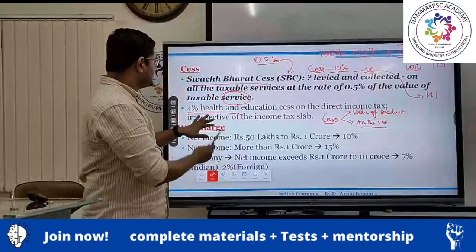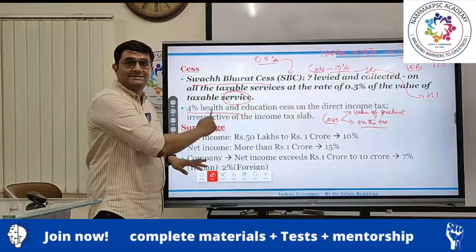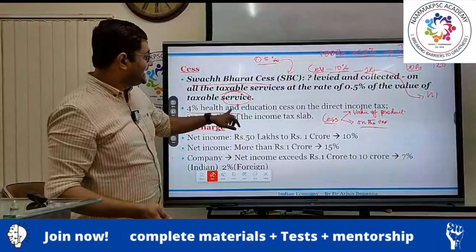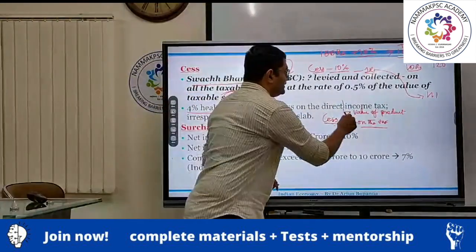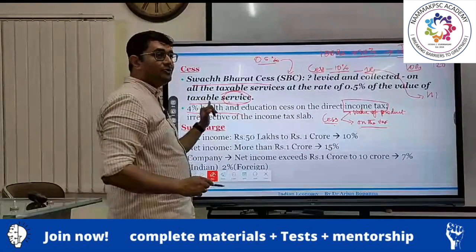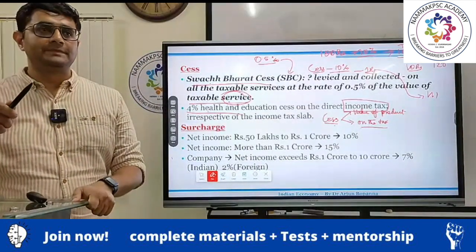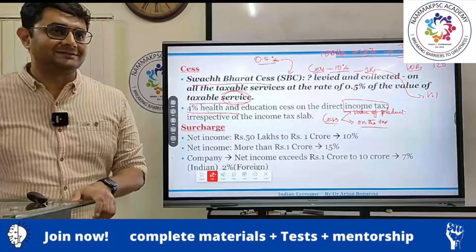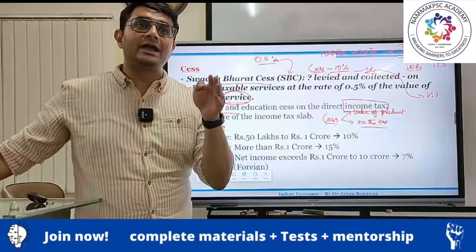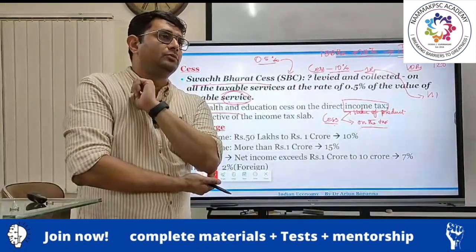So that's what it is. Here Swachh Bharat cess was on value, health and education cess is on tax. Understood? So 4% health and education cess on the income tax. Swachh Bharat cess is on the value of service. Understood? Yes, all of you. Some books mention that it is tax on tax only. It's not like that. Those books are wrong. So it can be tax on tax or it can be tax on value. So don't go by that definition. When you read in some books, it may be wrong like that.